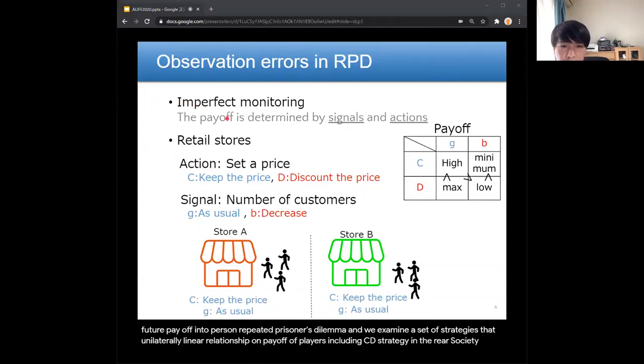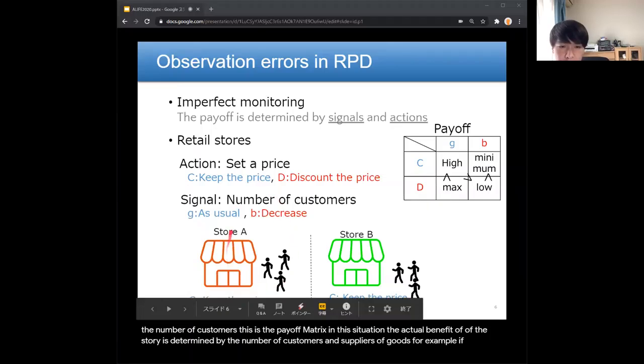In the real society, sometimes you can't see what action opponents take, and the payoff is determined by signals and actions. This case is called imperfect monitoring. We assume there are two retail stores, A and B, and they sell the same product. Both stores set a price and observe the number of customers. This is the payoff matrix in this situation. The actual benefit of the store is determined by the number of customers and the price of goods.